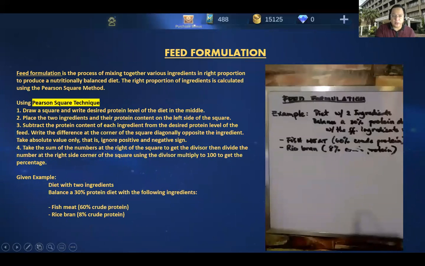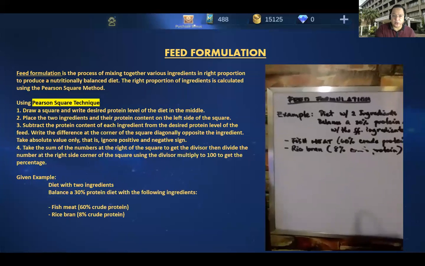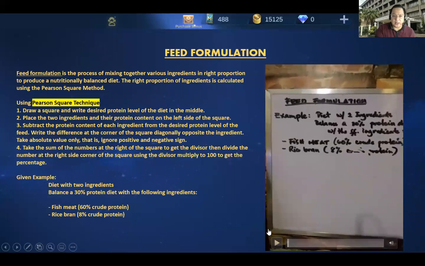Okay, for the feed formulation, by the way, it is a process of mixing together various ingredients in the right proportion to produce a nutritionally balanced diet. The right proportion of the ingredients is calculated using the Pearson square method. So using the Pearson square technique, we follow different steps or instructions.